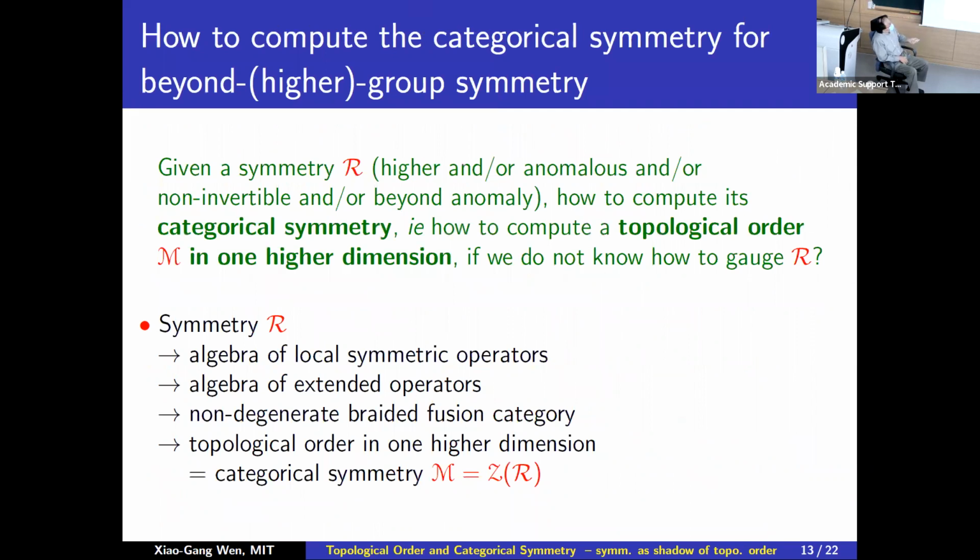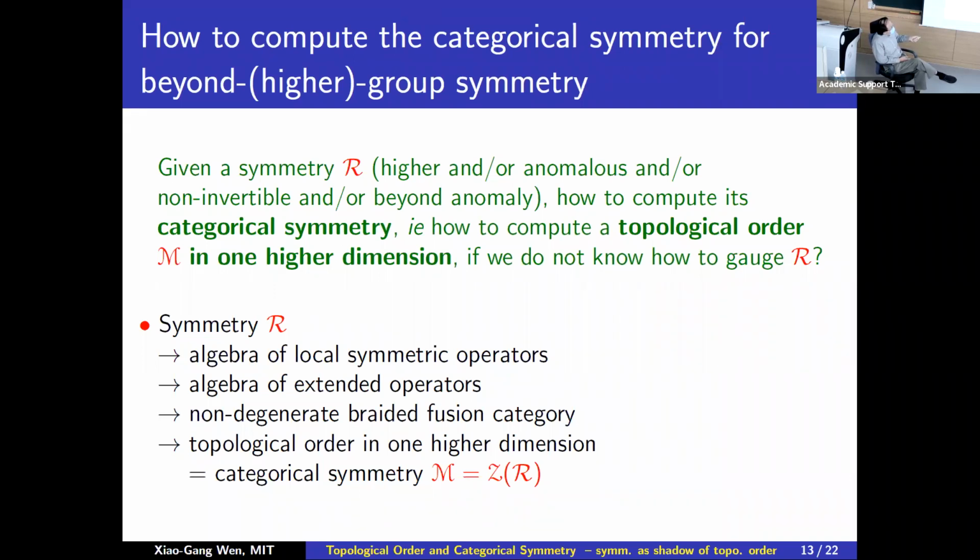Therefore we have this symmetry which is beyond the group. Remember that when we have a group-like symmetry or even higher group-like symmetry, we know how to compute the so-called categorical symmetry. We know how to compute the topological order in one higher dimension, giving this holographic view of symmetry. But for beyond-group symmetry, we have trouble because we don't know how to gauge. But there's a more fundamental, more basic way to compute this categorical symmetry.